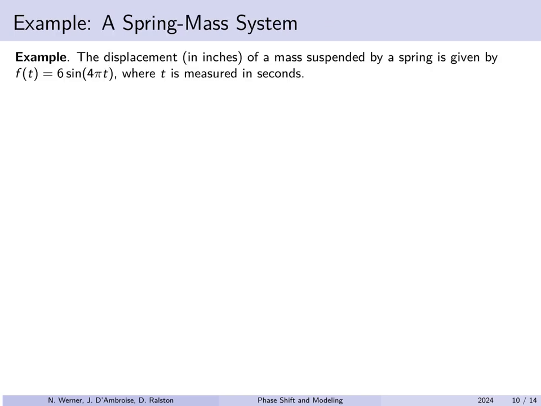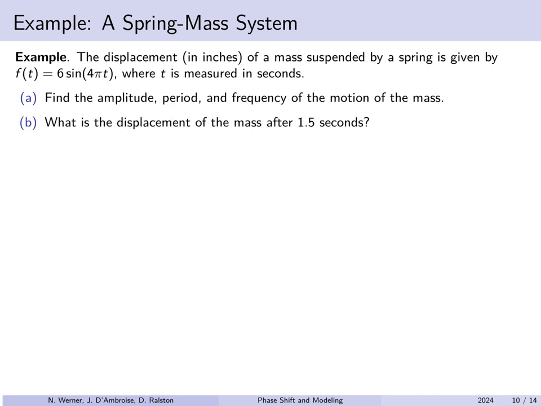As an example, the displacement measured in inches of a mass suspended by a spring is given by the function f of t equals 6 times the sine of 4 pi t, where t is measured in seconds. Let's find the amplitude, period, and frequency of the motion of the mass. Observe there is no phase shift in this example. What's the displacement of the mass after 1.5 seconds? How many oscillations does the mass complete in 4 seconds?